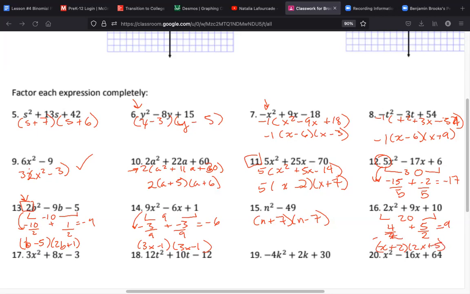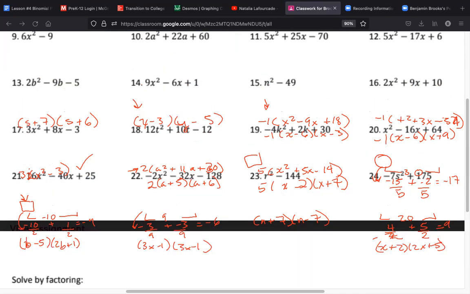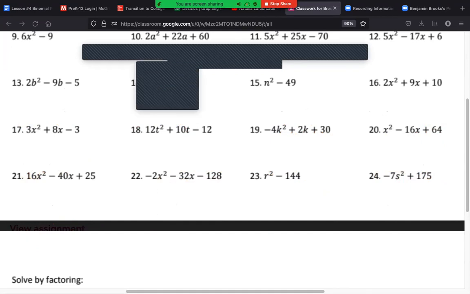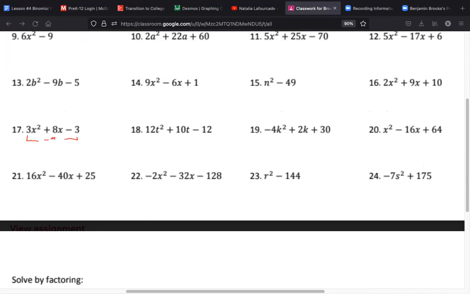All right, last but not least, we've got these three down here, which we want to see if we can reduce a little bit. See what we can do here. Let's see. 3 times -3 is going to be -9, plus equals 8. The +9, -1. And then you divide by 3, so you have x plus 3 and 3x minus 1.